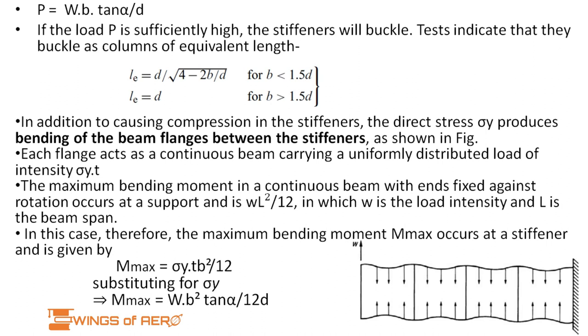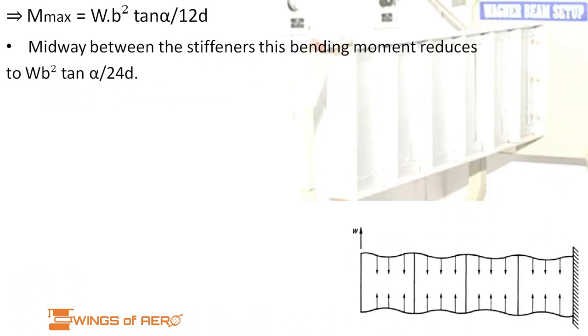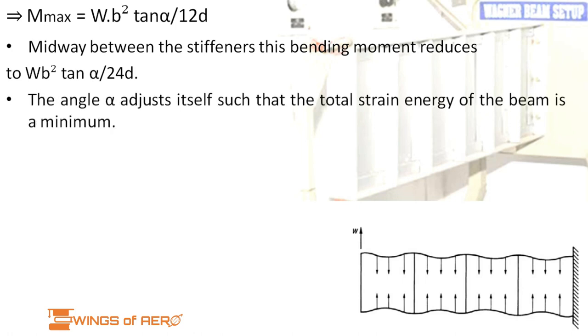Now substituting the value of sigma y, which we have already found, we get M max equals W b square tan alpha by 12d. Midway between the stiffeners, the bending moment reduces to half, W b square tan alpha by 24d. Now Professor Wagner wanted to find the diagonal angle along this beam.